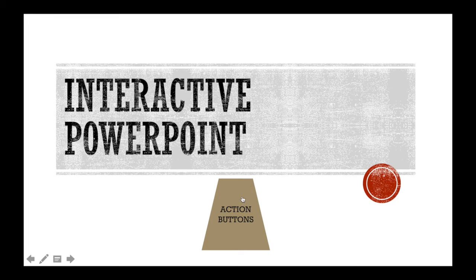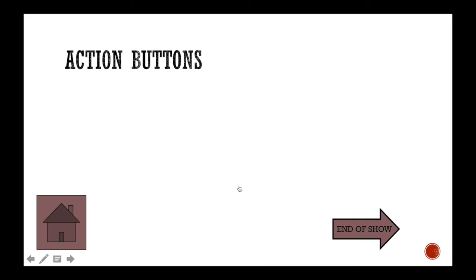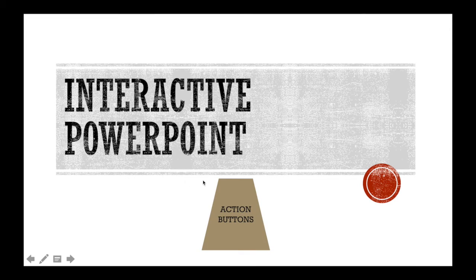All right, so we'll click on the action buttons to see if it goes to the correct slide. And then we'll click Home, see if it goes back home. Click on Action Buttons again, and then click the End of Show button.